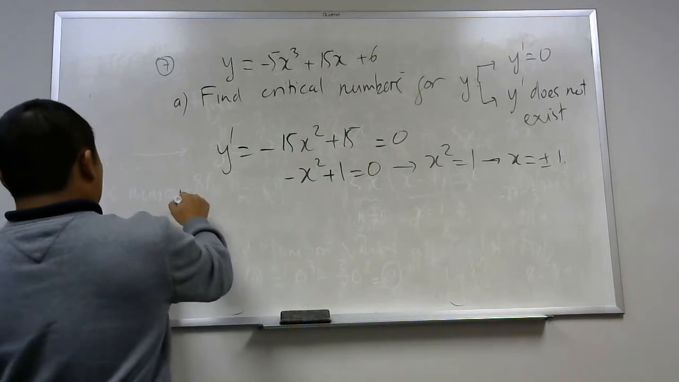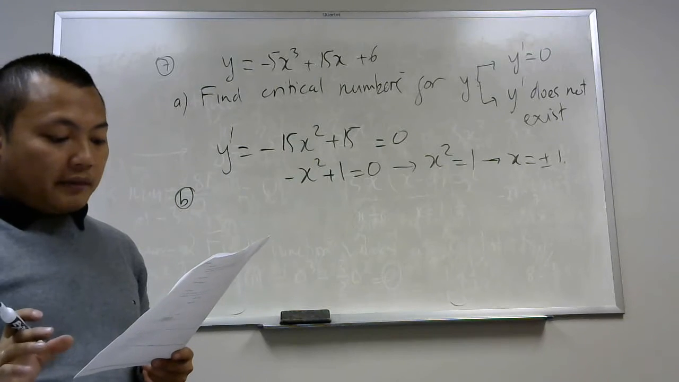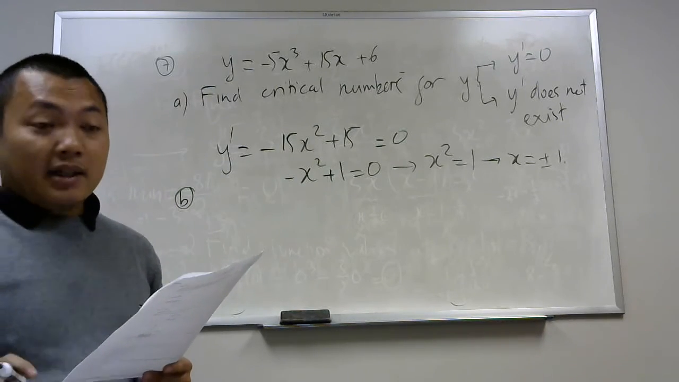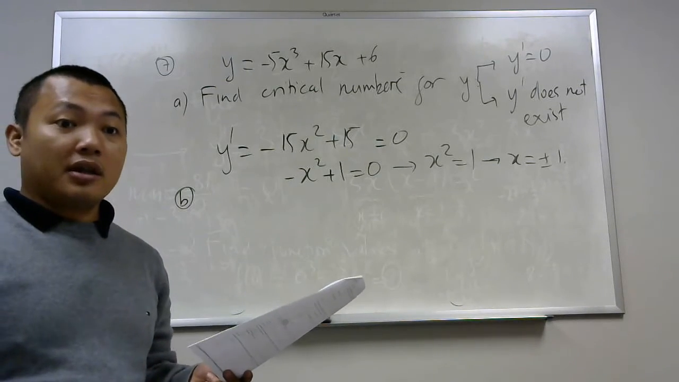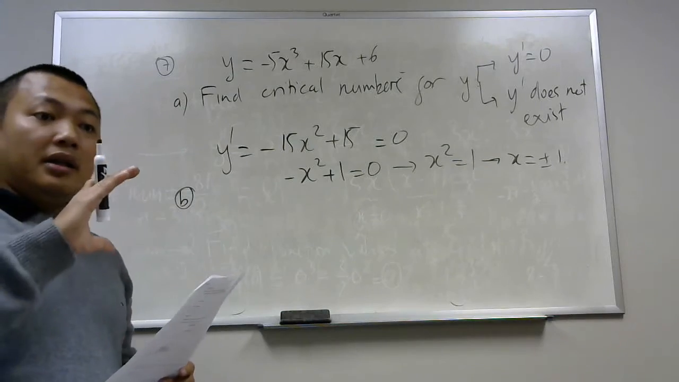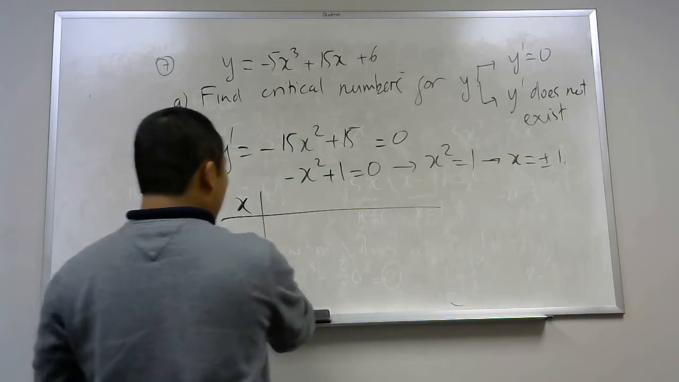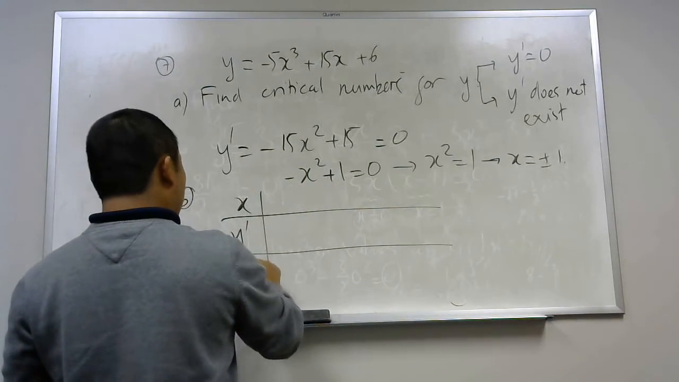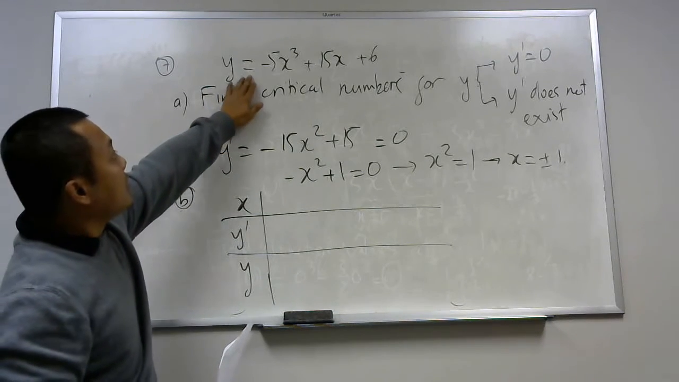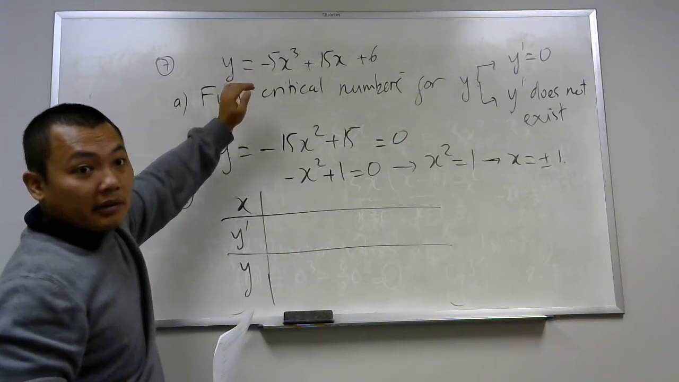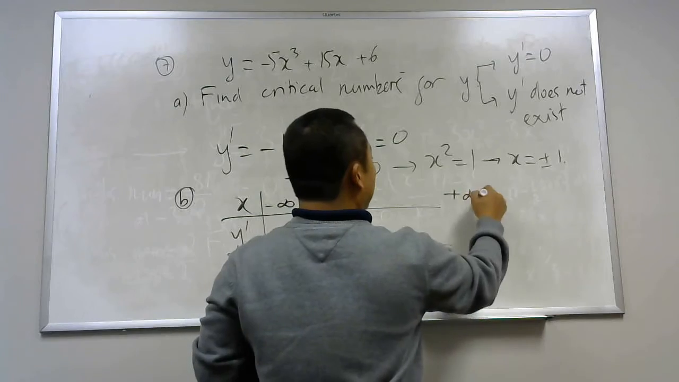The second question, they ask us to find all open intervals on which the function is increasing or decreasing. So that means we have to do our favorite chart, right? The chart has 3 rows. In the first row, we have the domain, it's about x. The second row is about the derivative, and the last row is about y, right? So the function has domain from negative infinity to positive infinity because that is a polynomial. I write here negative infinity, positive infinity.